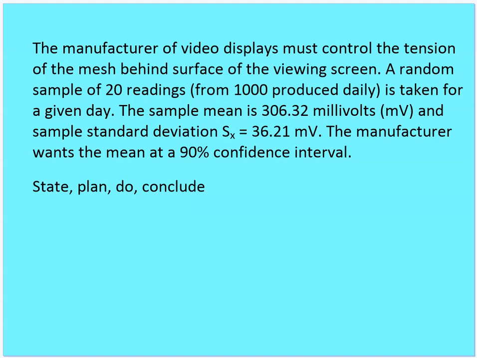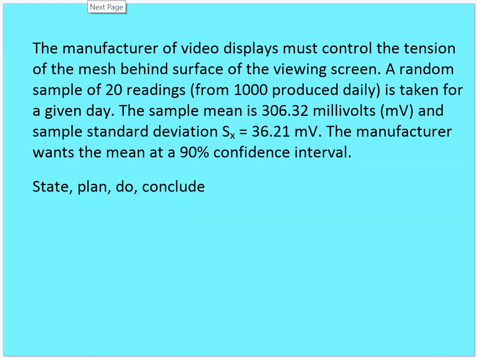Okay, so we're restarting. We're back. This is part two, and we're taking a look at an example here. The manufacturer with a video display wants a certain tension in millivolts in a screen with a standard deviation of 36.21. We want to construct a 90% confidence interval.